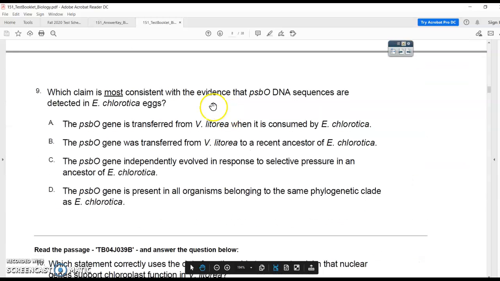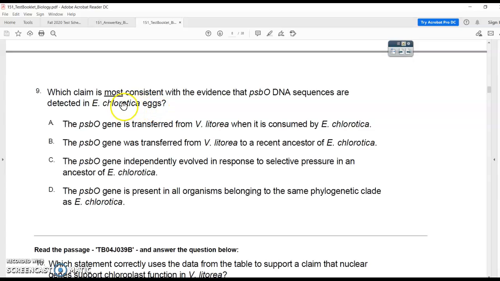So number 9 is a tricky question. What you would do is probably narrow it down between A and B. C and D are not correct. And it's not A. Most of you would probably choose A because that's what it's talked about. When the sea slug consumes the algae, it's able to get that DNA from the algae and it incorporates it into its DNA.